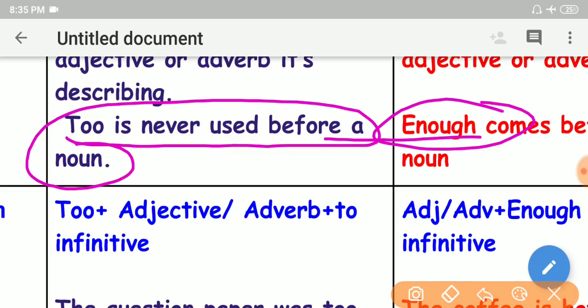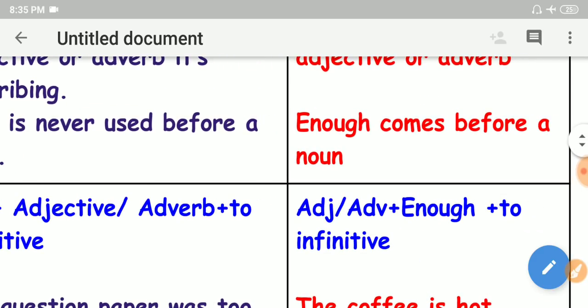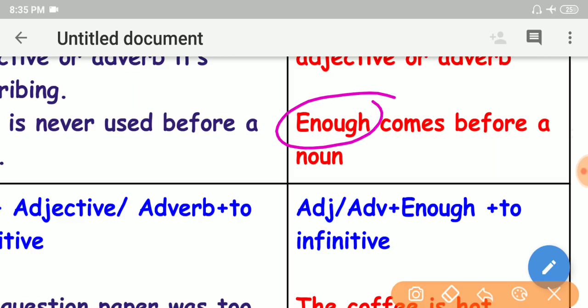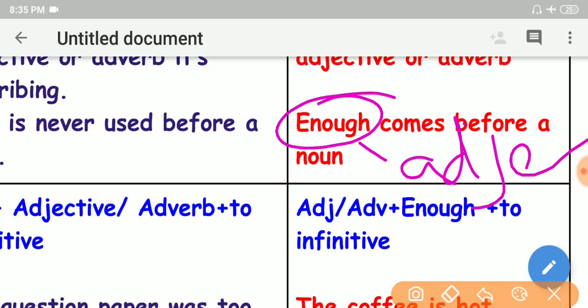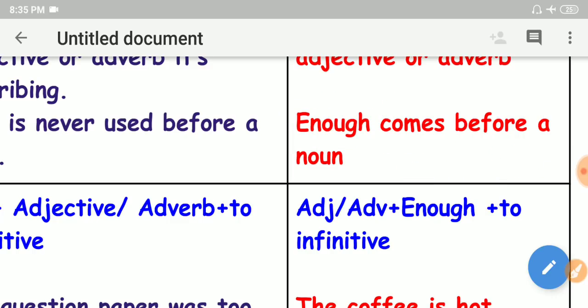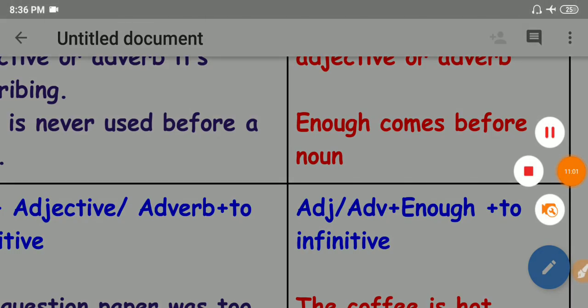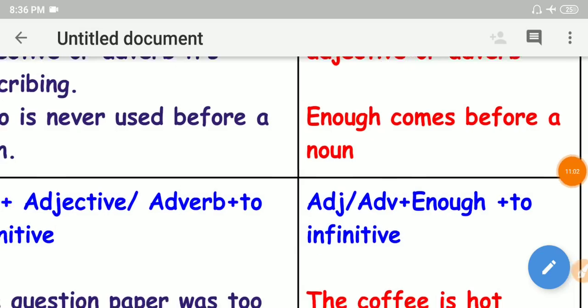But "enough" sometimes can be used before nouns. That means this can be used as an adjective, my dear friends. So for example, we can use it with number of time. In order to qualify a noun, it can be used, my dear friends. About this we are going to discuss later in detail, my dear friends.